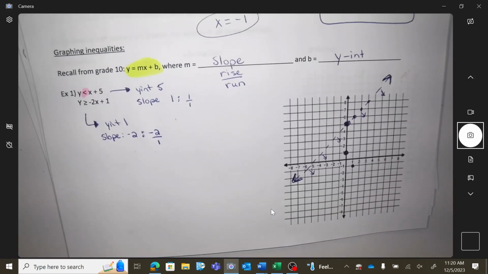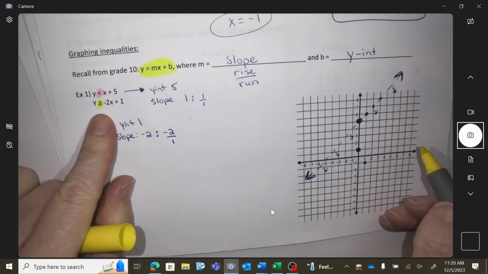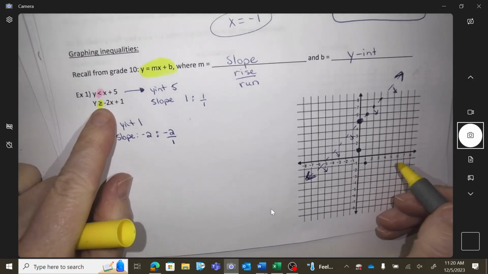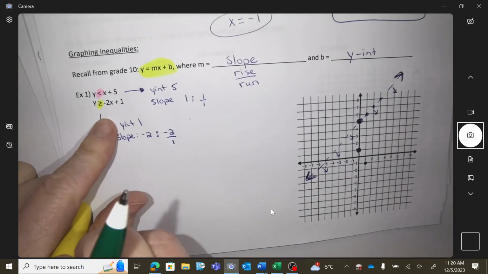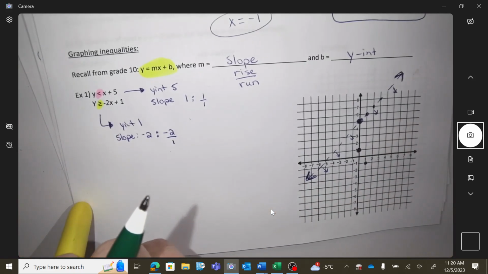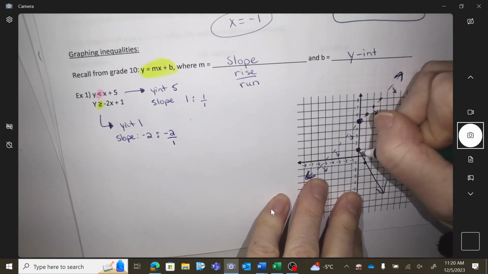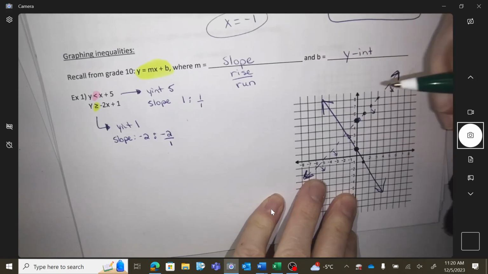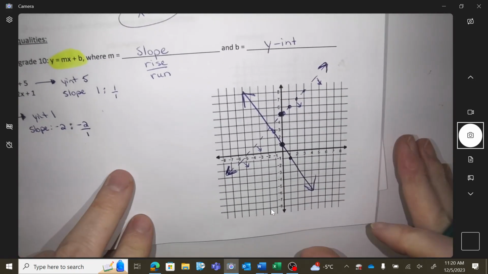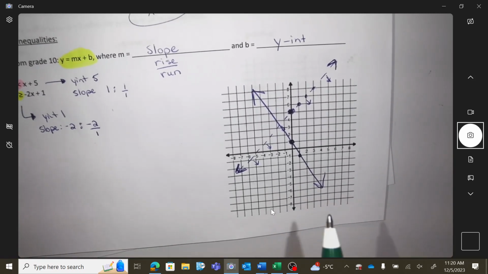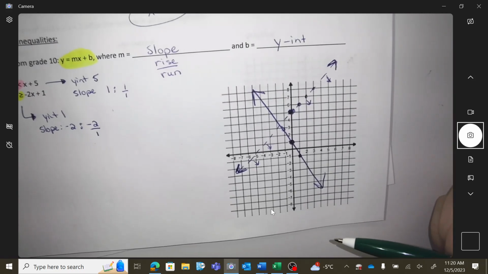Okay, what does this symbol mean in words? What does that say in a word? Greater than or equal to. So can I be on this line if I want to be on it? Yes. So now what am I going to do? I'm going to draw a solid line. So this one was dashed and this one's solid.